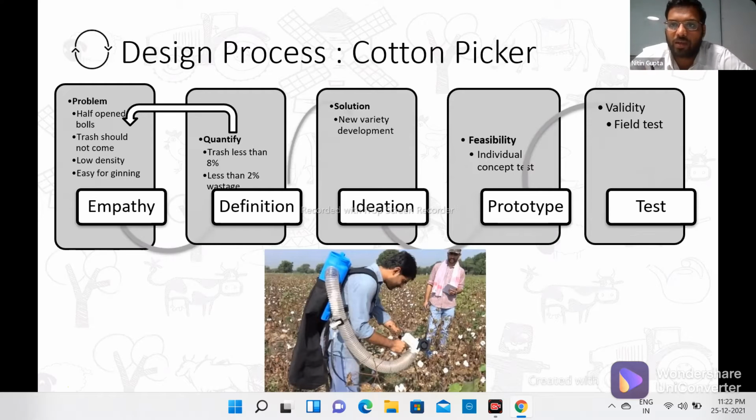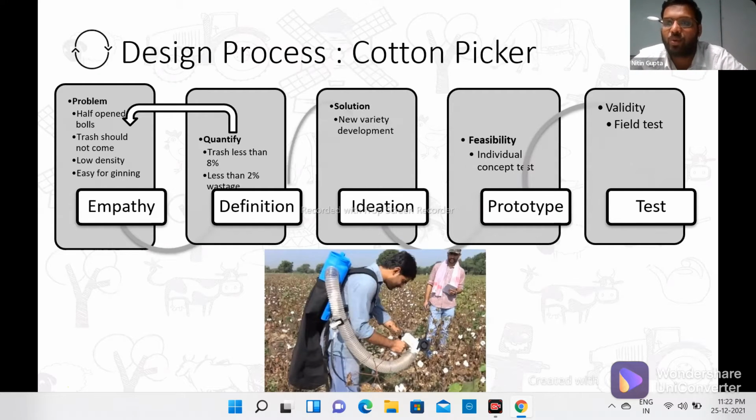This is how we quantify. This is what our target is now. Now third step is ideation. So in ideation we came out with a lot of ideas. One idea was, why don't we develop a variety rather than developing a harvesting solution? Why don't we develop a variety which does that?